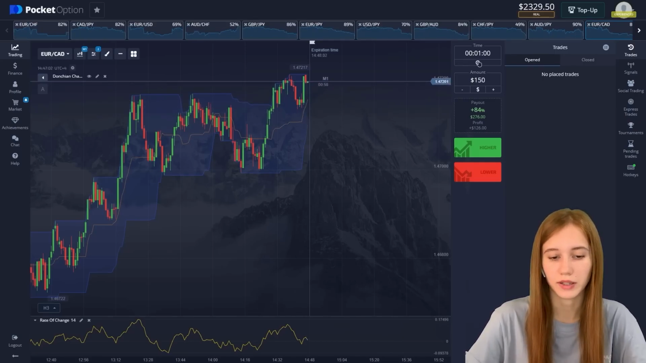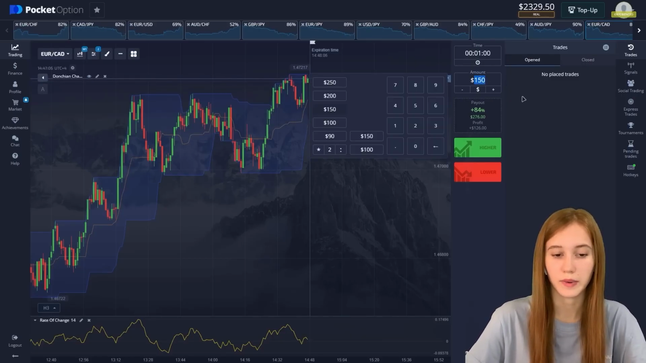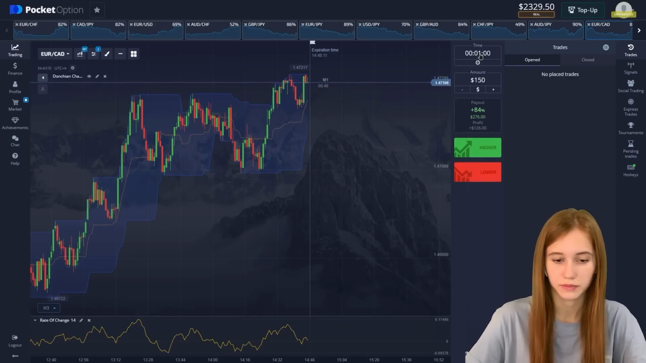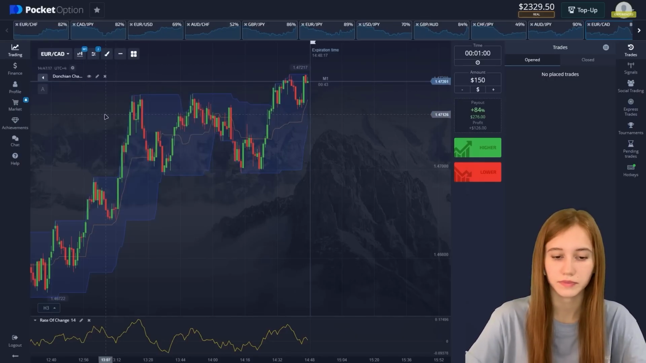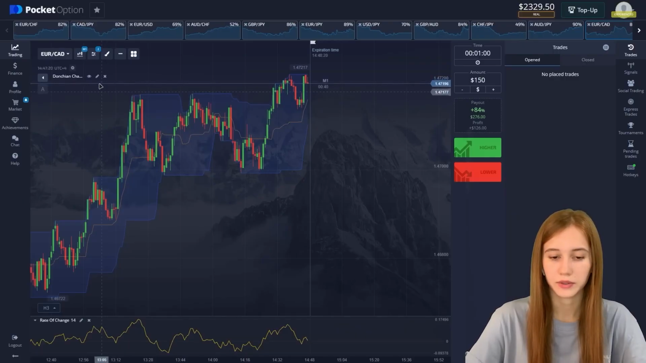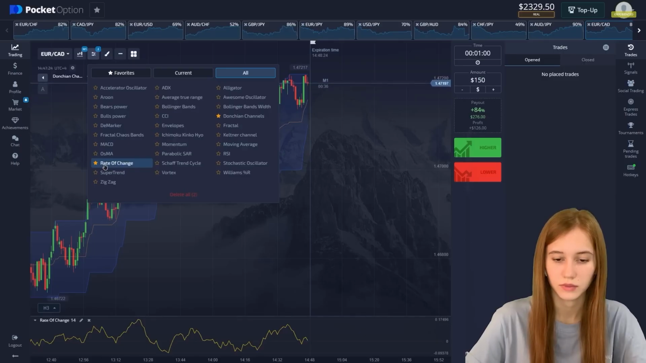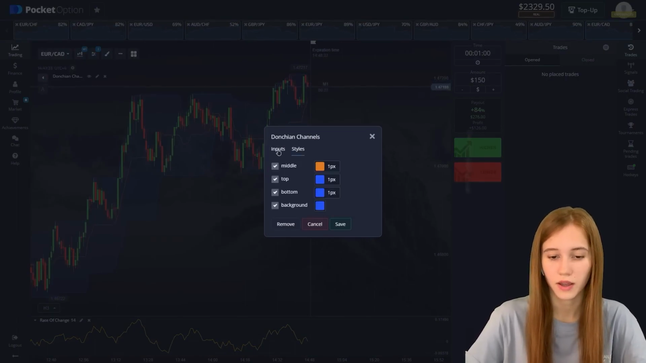Let's also talk about our settings and what we used today. The deal amount was $150. We traded on minute trades. Our settings were a minute time frame and candles. We used 2 good indicators. These are Rate of Change and Donchian Channels. Let me show you the settings. Copy and use them.